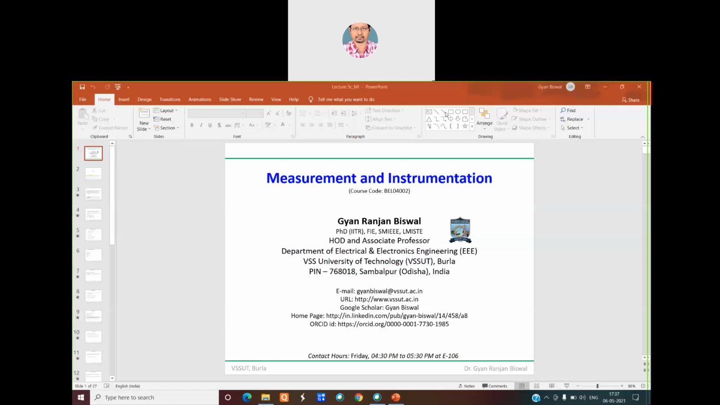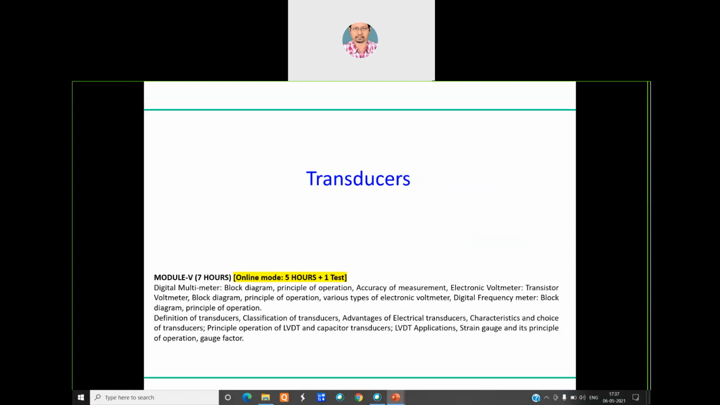And the first topic today we are considering is transducers, as far as module number 5 is concerned. A very interesting topic, the transducers. Now, what do you mean by the transducer?